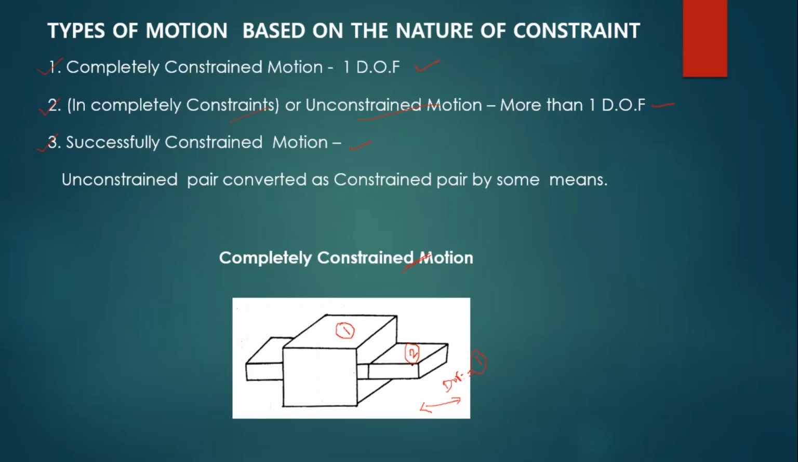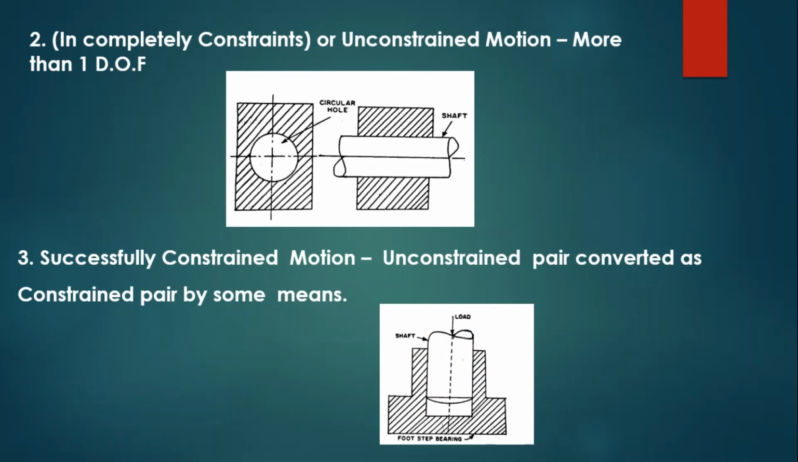Whereas the second one is incompletely constrained or unconstrained motion. The degree of freedom is more than 1, right? That we will discuss. See here, there are two links, this is link 1 and this is link 2. When the relative motion between these two links can take place in more than one direction, then the motion is called incompletely constrained or unconstrained motion. You have to consider this is the fixed hollow block and link 2 is the shaft.